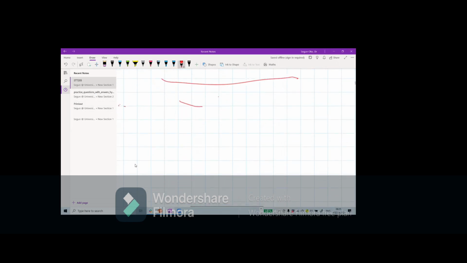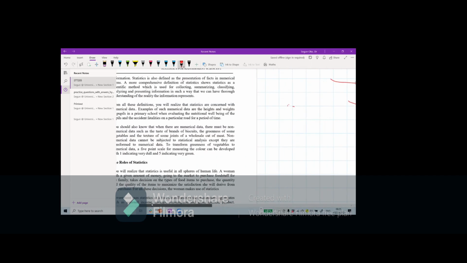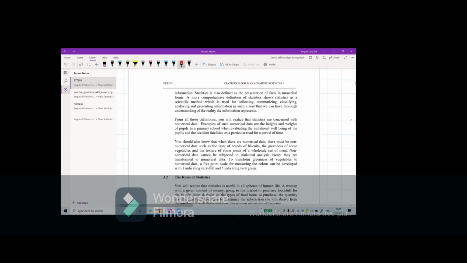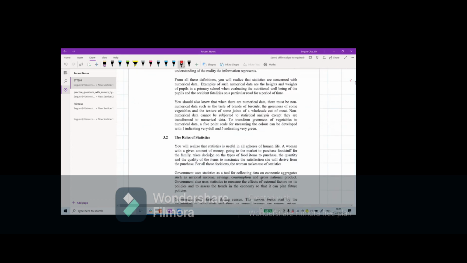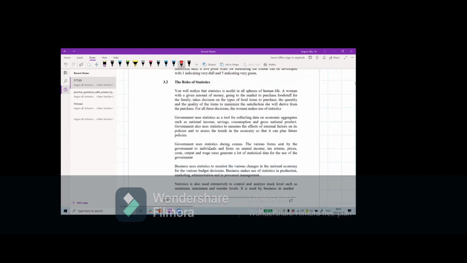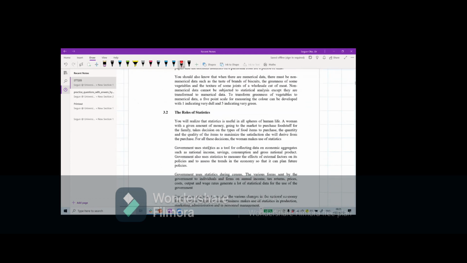Now, another thing I want us to check is, what is the role of statistics in our society? Please, this particular area, I will just summarize them. Statistics also help government. The government use statistics as a tool for collecting data on economic aggregates, such as national income, saving, consumption, and gross product.